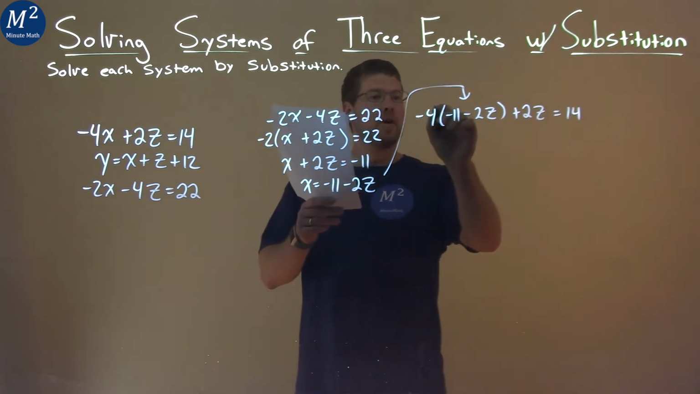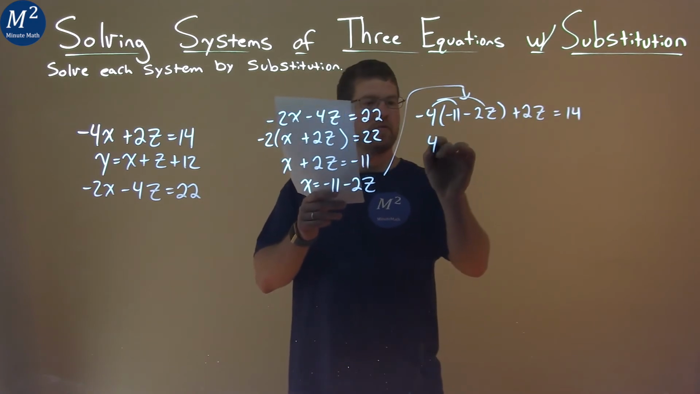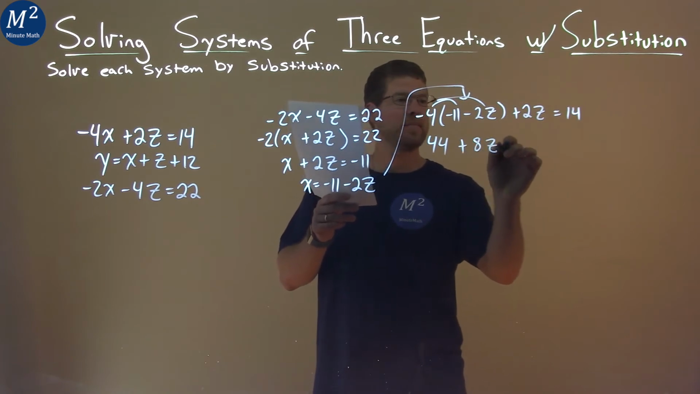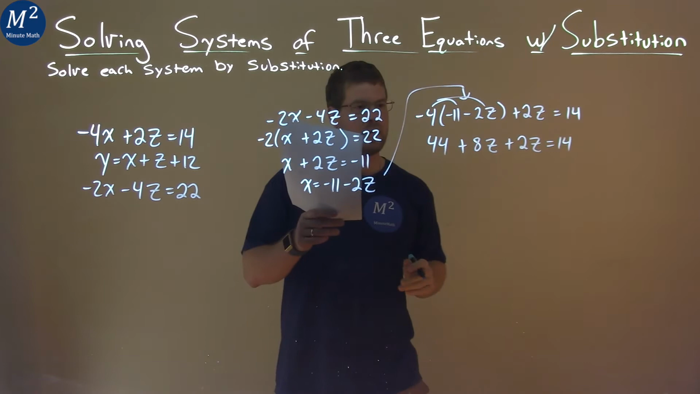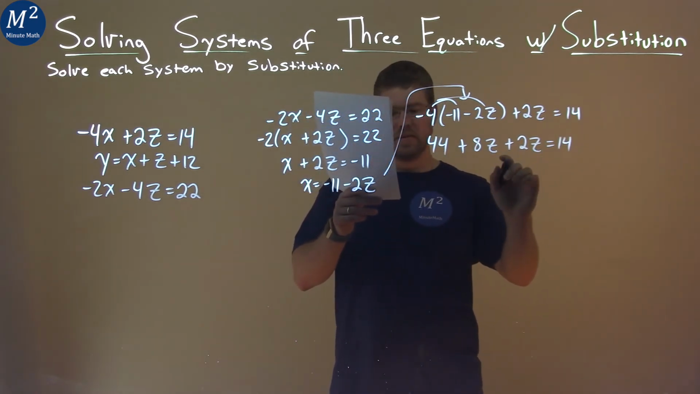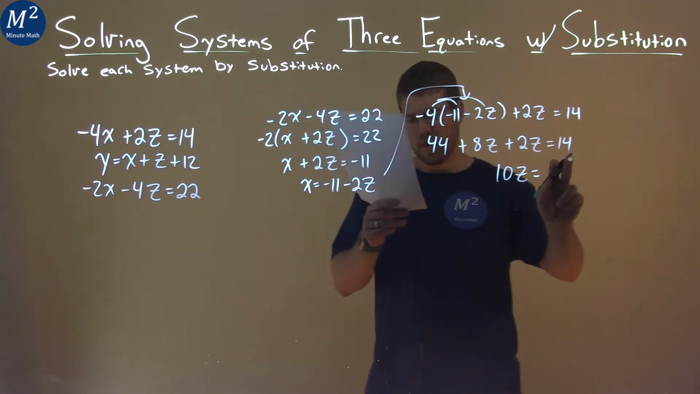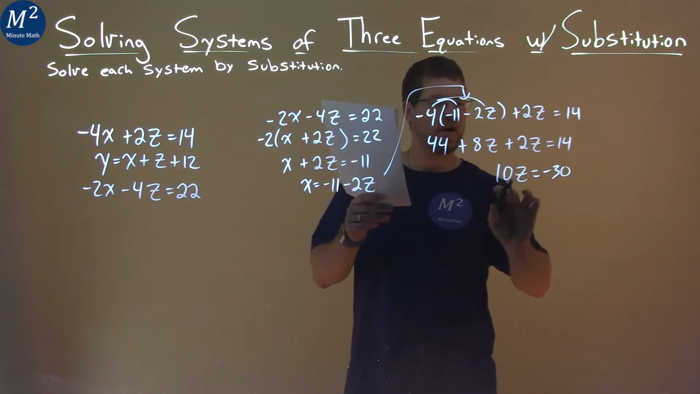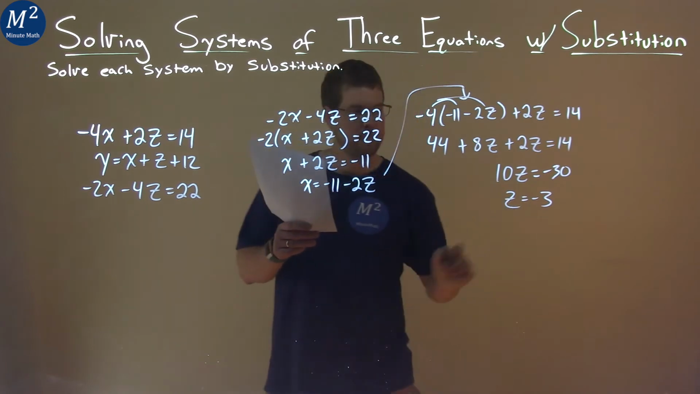Distribute the negative 4 to both parts. Negative 4 times negative 11 is a positive 44. Negative 4 times negative 2z is a positive 8z, plus 2z equals 14. Well, combine our like terms: 8z plus 2z is 10z. We subtract 44 from both sides, and we have 14 minus 44, which is negative 30. Divide both sides by 10, and z equals negative 3.